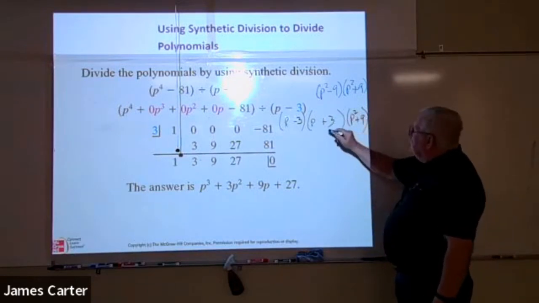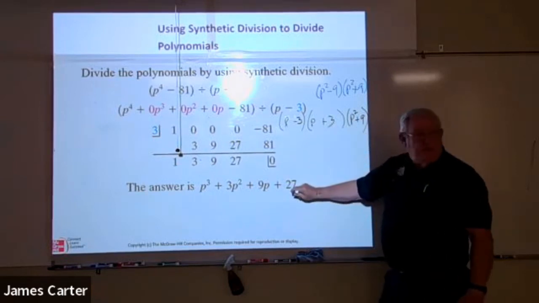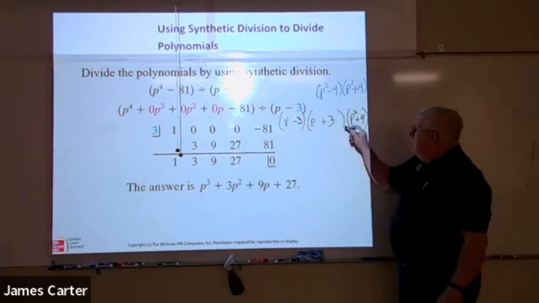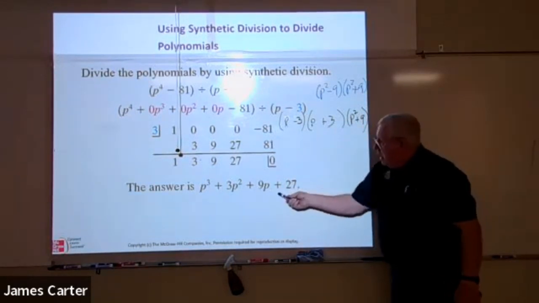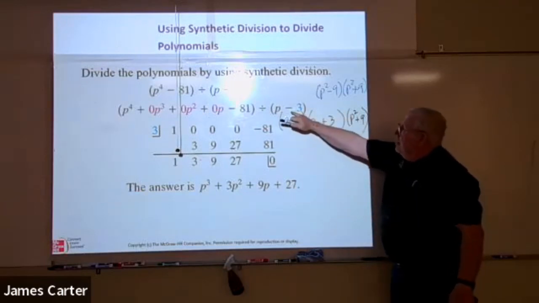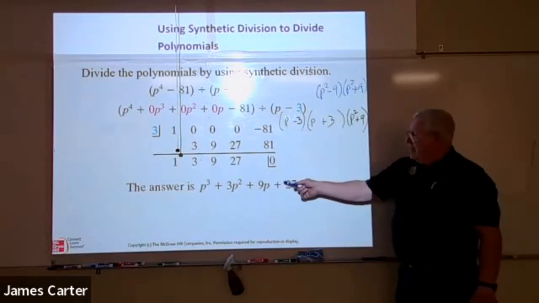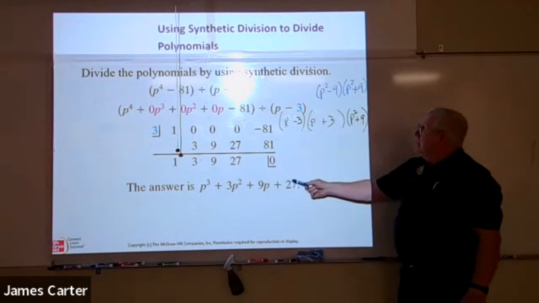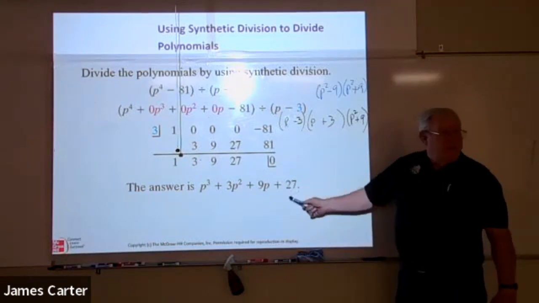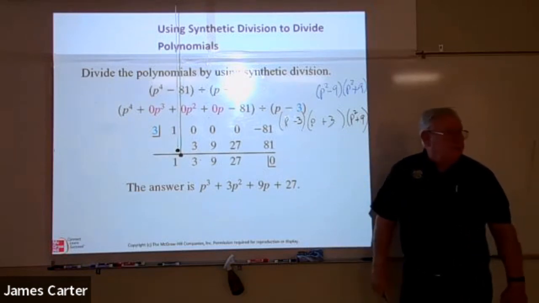Now, if I took this times that, I would get this. These two multiplied together would give me this thing, and I would have factored out this one. So do you know what? I could take this thing and divide it by a p plus 3 factor, and it would go perfectly. How do I know that? Because it's a single factor.